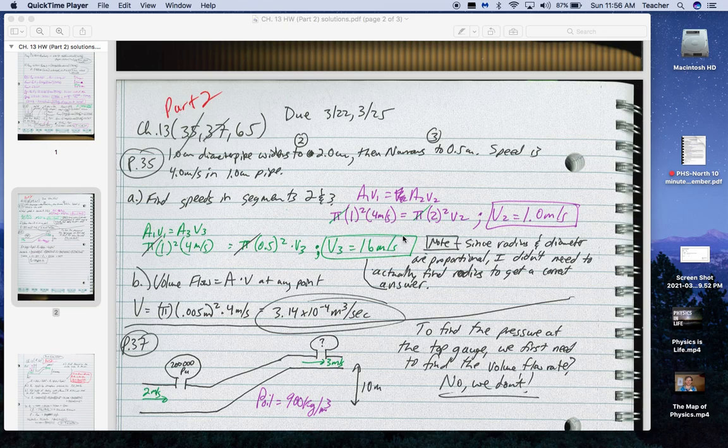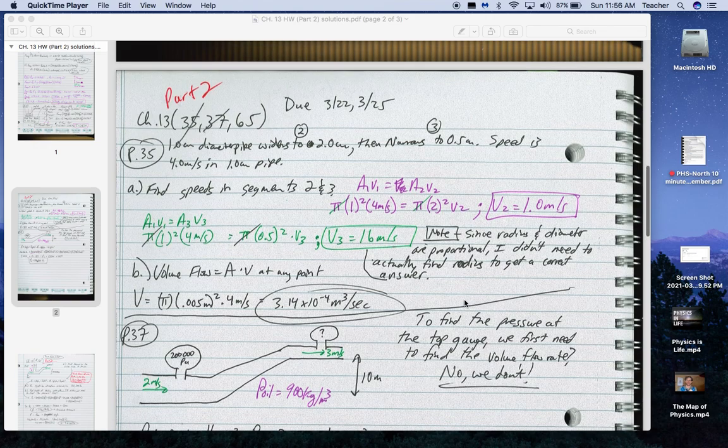So essentially, I can say this would only be going 1 meter per second in the wider area. Same thing here in the narrower area, pi r squared v. So it's going to be going 4 times as fast. And I talked about that a little bit.